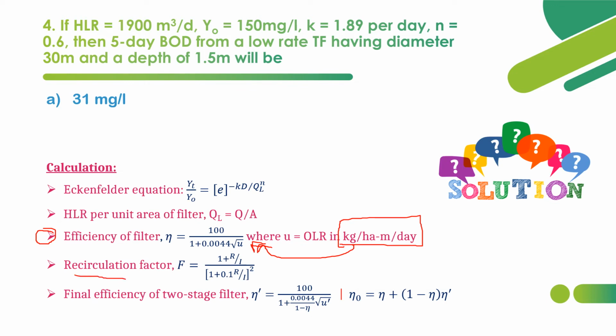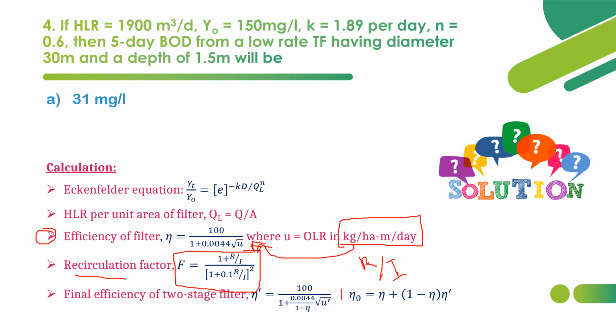And there is another thing called recirculation factor that will be given by using this formula, 1 plus R by I divided by 1 plus 0.1 R by I whole squared. What is R by I? R by I is recirculation ratio. R is recirculated flow, I is influent flow. So that's why 1 plus R by I divided by 1 plus 0.1 R by I squared. That will give the answer for recirculation factor.